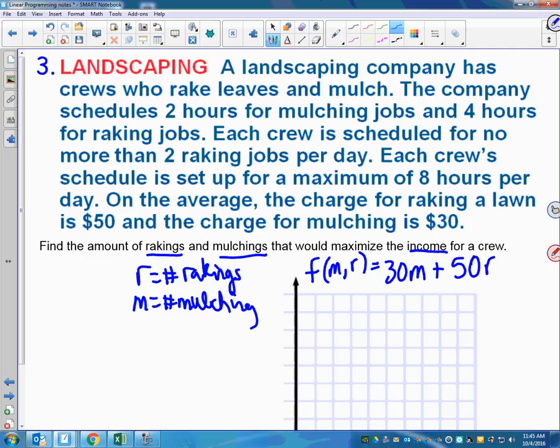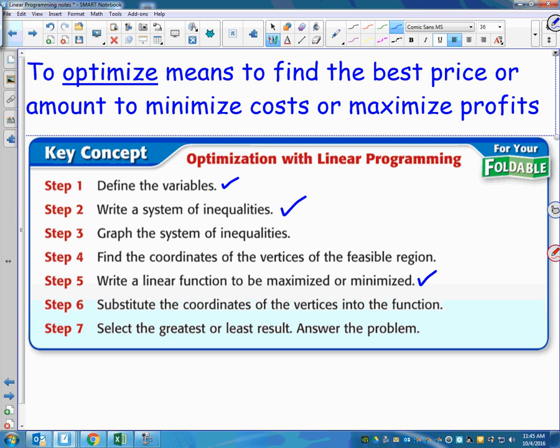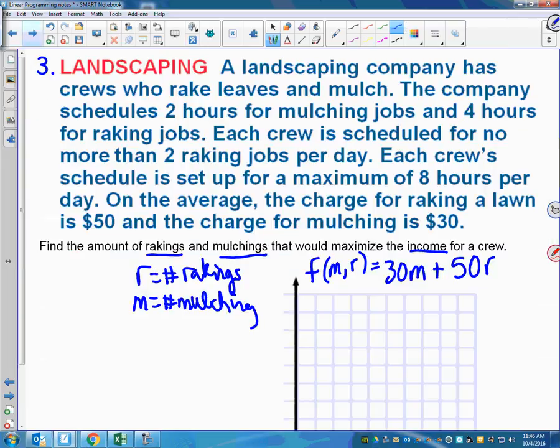Well, what have we done so far? We've defined our variables, and we wrote our equation to maximize or minimize. But what we have to do next is figure out what inequalities we are setting up. And so that's all the other stuff that we haven't talked about yet. So here's a hint for you.